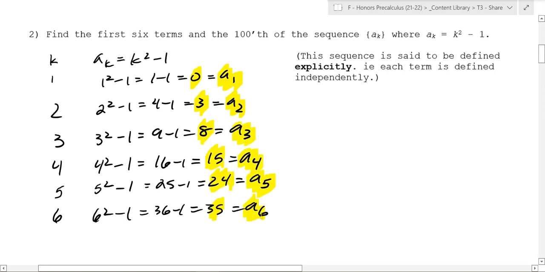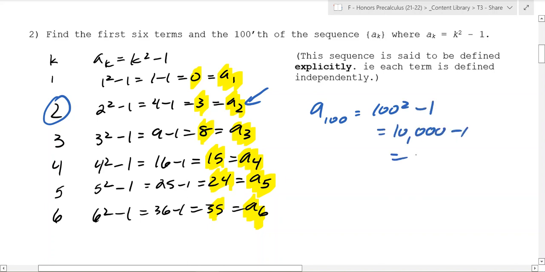And these are explicitly defined because each term is defined independently, meaning I can plug in 2 and get the second term. I can plug in n and get the nth term. It's not dependent on knowing any of the other terms. So what would A100 be? A100 would just be 100 squared minus 1, which is 10,000 minus 1, which is 9,999. And the way you could write this is 0 is the first term, and then you end up with 3, 8, 15, 24, 35, dot, dot, dot.